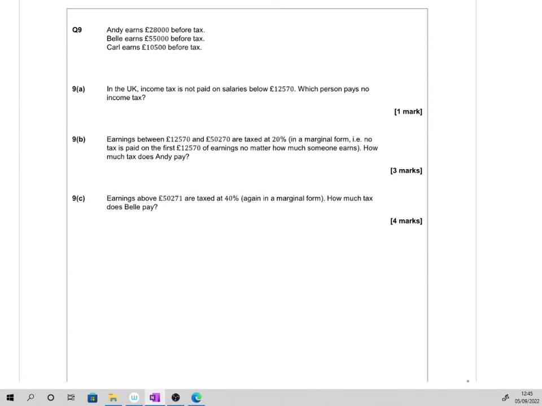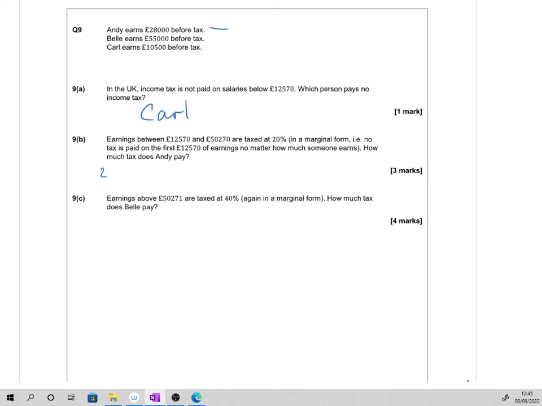Almost there, the last one. Andy earns this much, Belle earns that much, Carl earns that much. In the UK, income tax is not paid on salaries below a certain amount. Which person pays no income tax? Carl. Earnings between that and 50,000 are taxed at 20%. No tax is paid on the first part. How much does Andy pay?